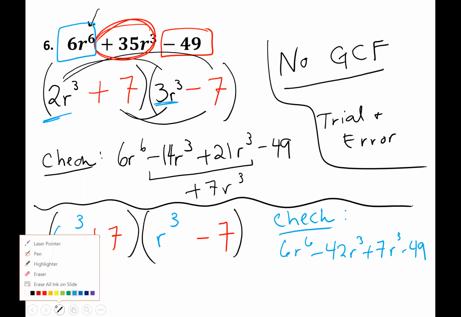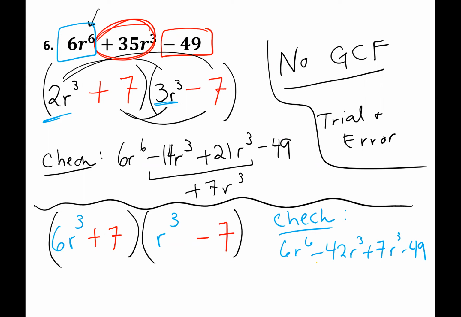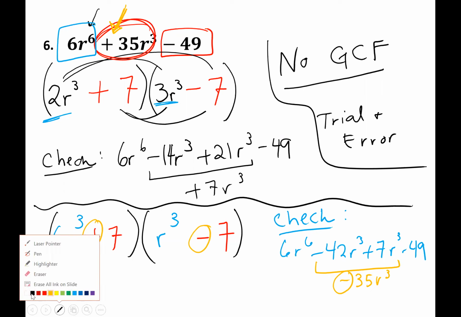Let's combine those middle terms. Negative 42 plus 7 is negative 35r to the third. Oh, so close. Okay, so we wanted it to be positive 35. Instead, we got negative. That's okay though. Remember, if you're just off by the signs, all you need to do is switch your signs for your final answer. Okay, now I think we're ready for our final answer.